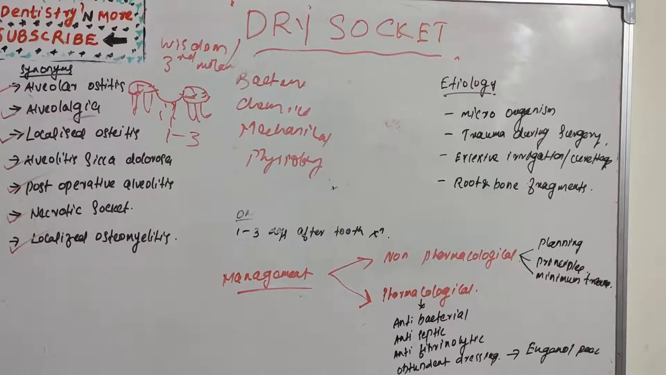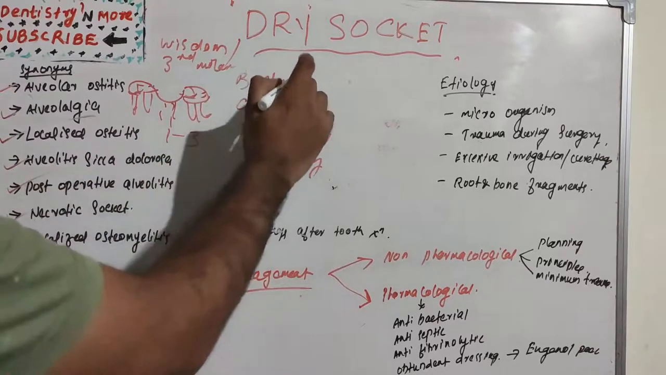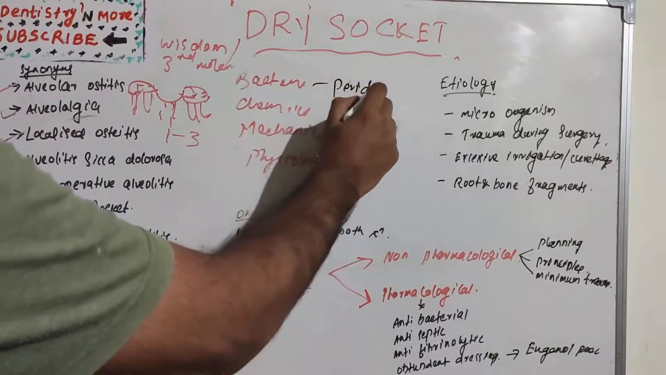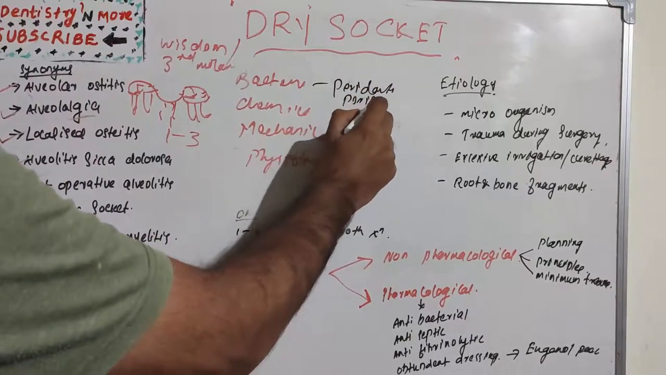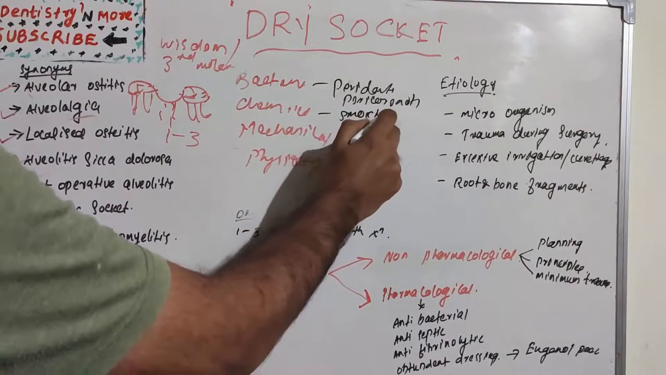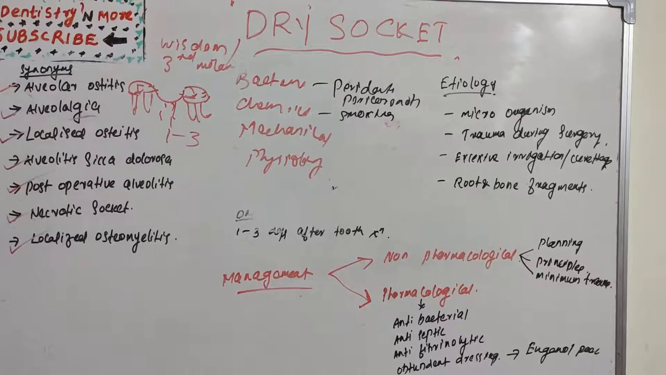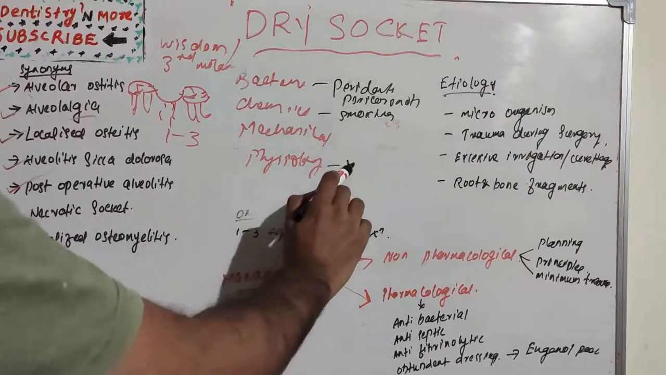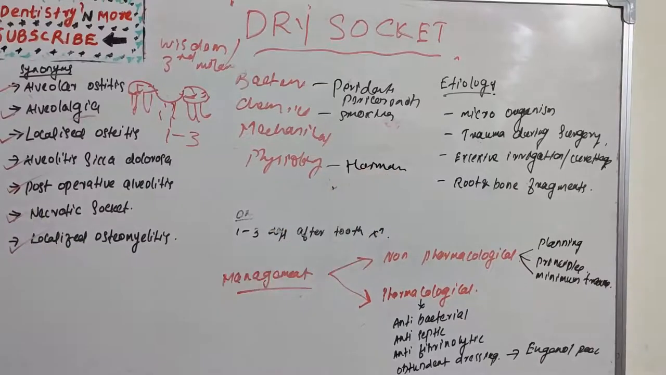Okay, so bacterial cause is periodontitis or pericoronitis. Chemical is smoking. Okay, ultimately it disturbs the blood clot. That is the concept. And mechanical is sucking through a straw, aggressive rinsing, spitting, dragging. So all this becomes mechanical. Physiologic means hormones and or poor blood supply and other physiological factors, hormones, all this becomes physiologic.